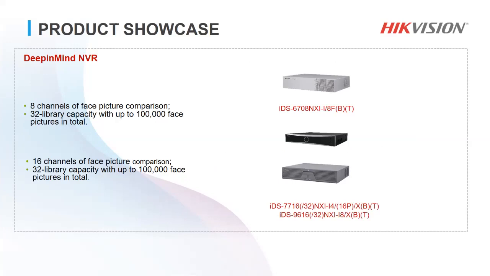The Deep in Mind recorders is available as the IDS 6708 NXI, which is the standalone Deep in Mind unit. We can also use it with the 7 series Deep in Mind and the 9 series Deep in Mind. Just as a note, when running through with the cameras, we can have up to an occupancy of 100 with the Deep in Mind people counting camera, but when using the NVR or Hik-Central, we can have up to 100,000.